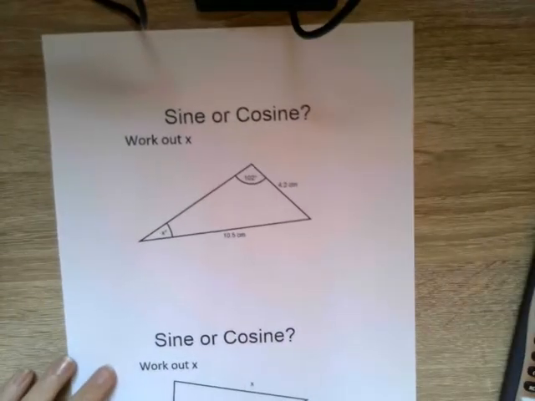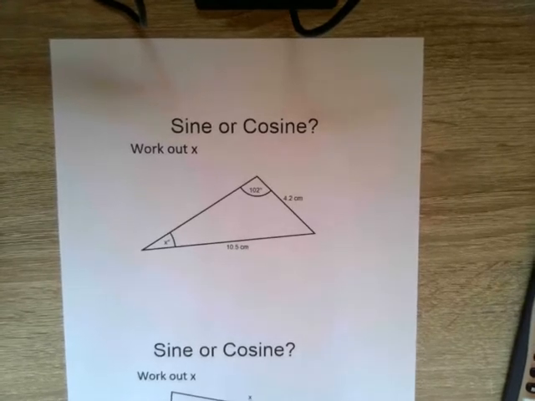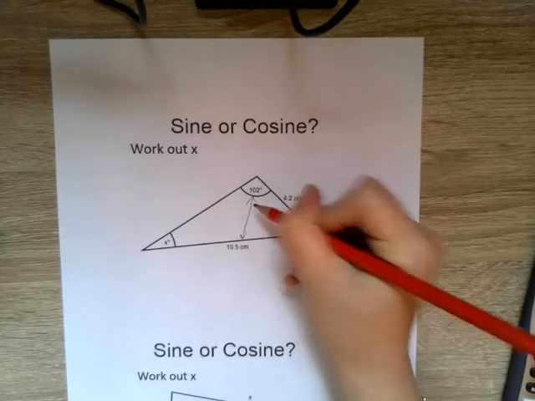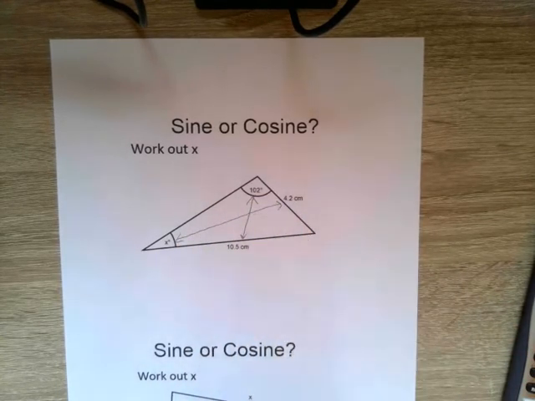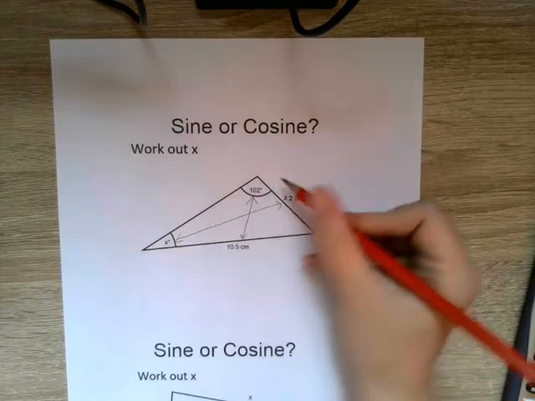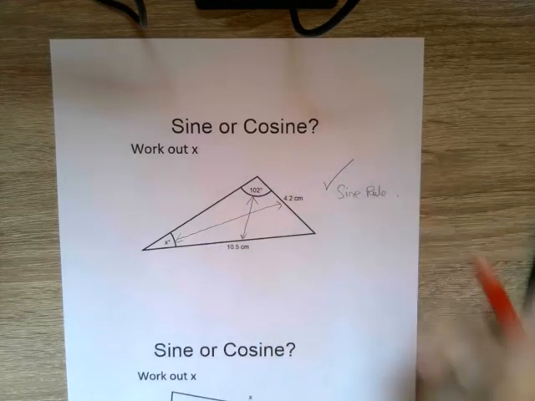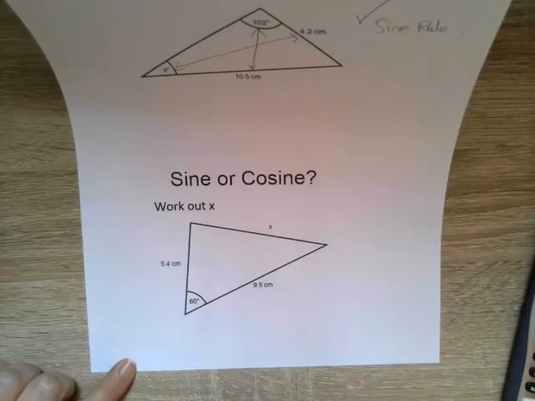So again, pause the video, have a think about it for yourself, because in the exam you will need to know yourself, is it sine or cosine, so have a think. So this one here is opposite here, so that's one matching pair. The angle is opposite here, that's another matching pair, so we have got two that cross over, so that would be sine rule.